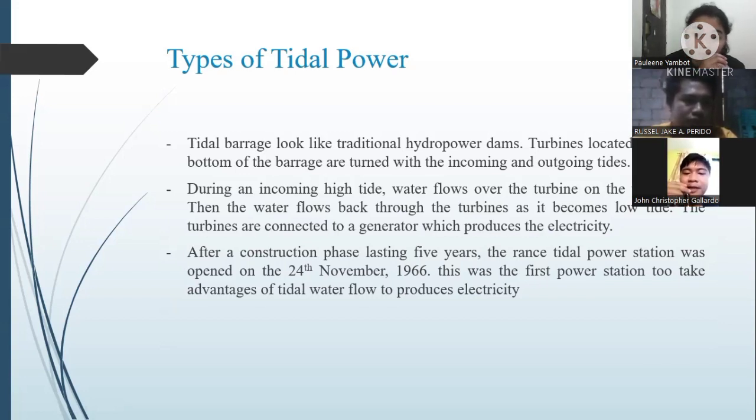After a construction phase lasting 5 years, the Rance Tidal Power Station was opened on the 24th of November 1966. This was the first power station to take advantage of tidal water flow to produce electricity.